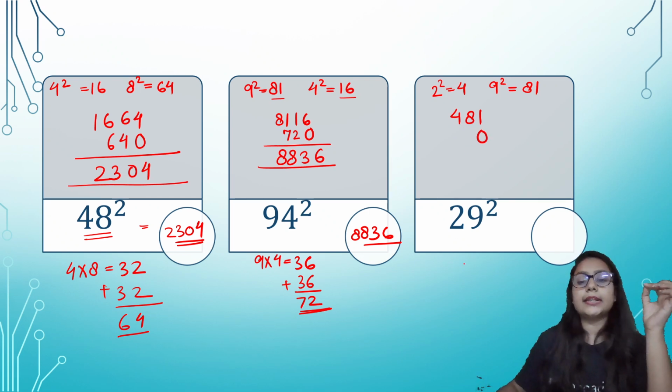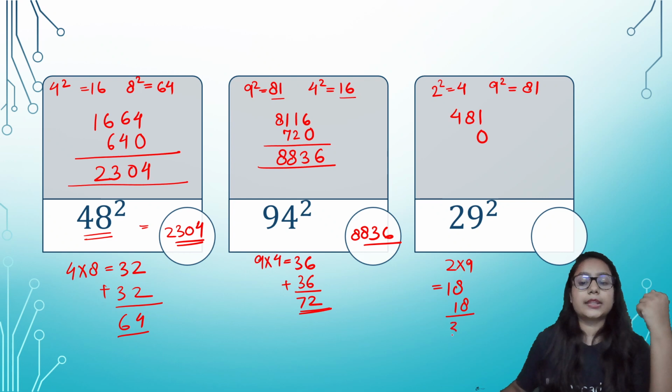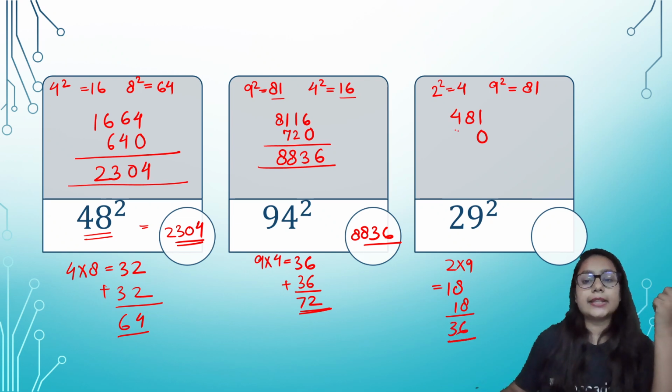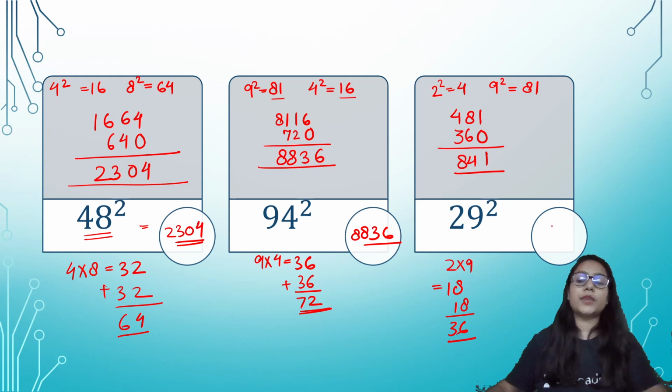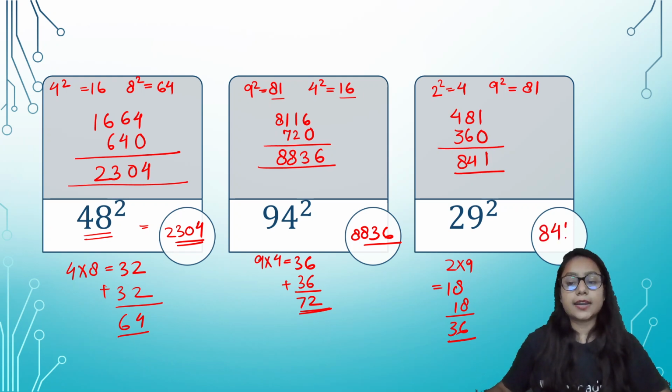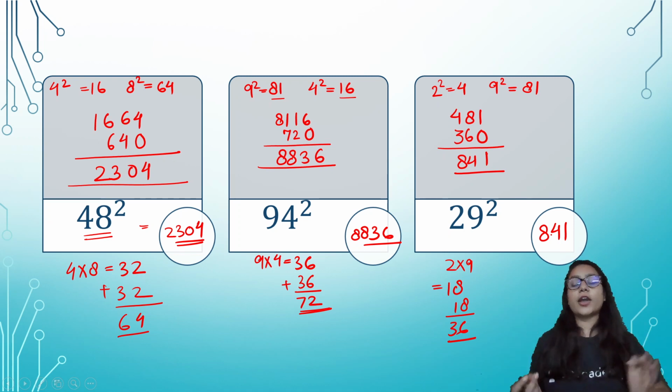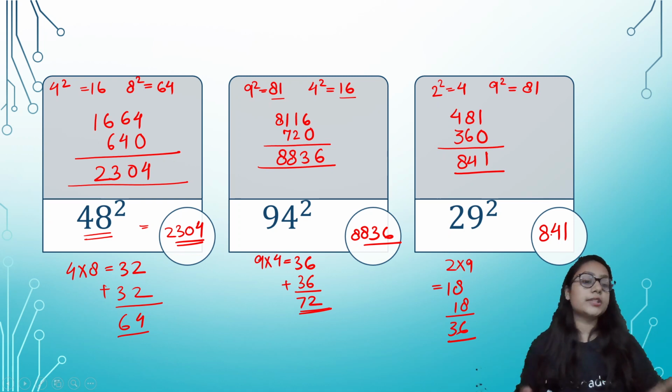Now multiply the digits of the number. 2 and 9 gives me 18. Now double this product also. 36. Now I am going to write this 36 here and add. So you have 1. 8 plus 6 is 14 and 8. So what is the value of 29 square? It is 841. Easy, right? So you can calculate a square of any 2-digit number using this method.